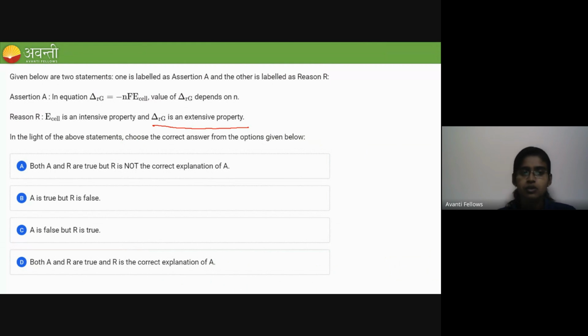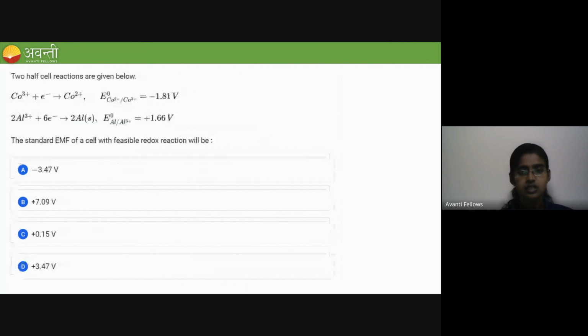You see here, it is equal to minus n. n means number of electrons lost or gained. So it depends on the number of electrons lost or gained. So it is an extensive property, and E cell is an intensive property. It is not going to change, even if I change the amount of the substance. Okay, so both are correct. So both A and R are true, and R is the correct explanation of A. So option D is the correct answer for this question.